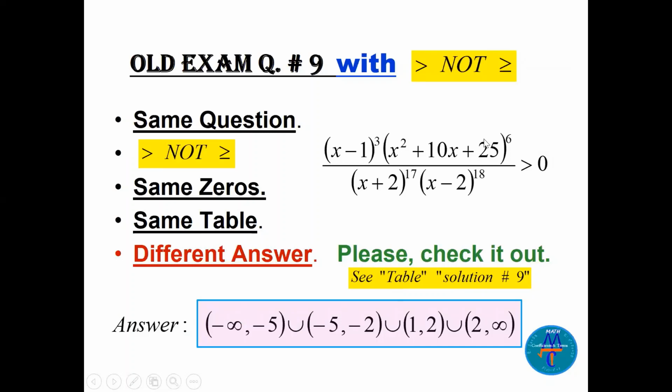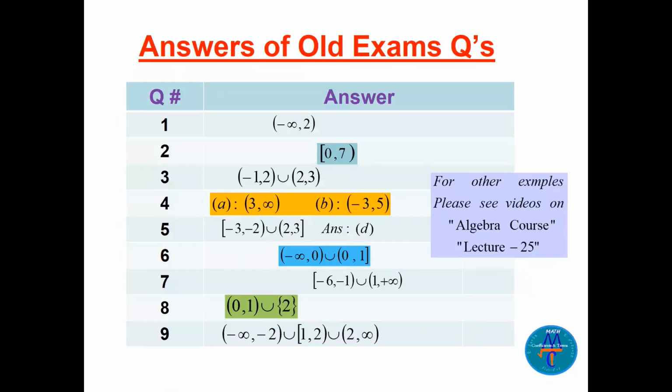We see here, we cannot accept minus 5. Because if you put here minus 5, it will be 0 greater than 0, which is not acceptable. So the final answer for this modification: minus infinity to minus 5, open, union minus 5 to minus 2, open, union 1 to 2, open, union 2 to infinity. Little change. Now, these are the answers.